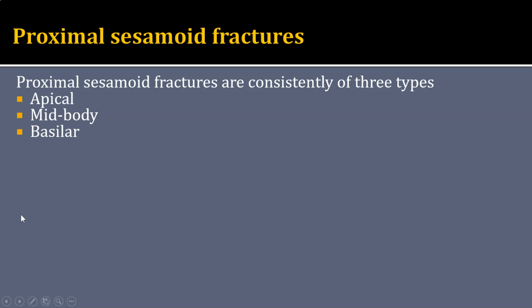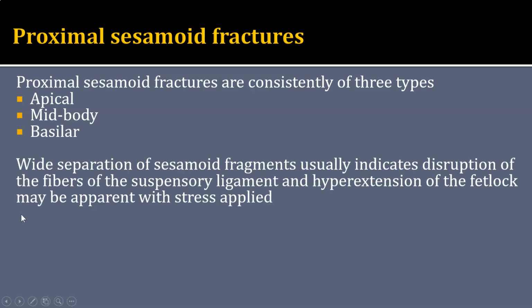I'm going to touch base briefly on proximal sesamoid fractures, and proximal sesamoid fractures are fairly consistently of three types. They can affect the apical portion, the mid-body, or the basilar portion. If you see wide separation of the sesamoid fragments, that usually indicates disruption of the fibers of the suspensory ligament. And sometimes you might even be able to use stress applied during your radiographs to show that hyperextension of the fetlock is occurring.